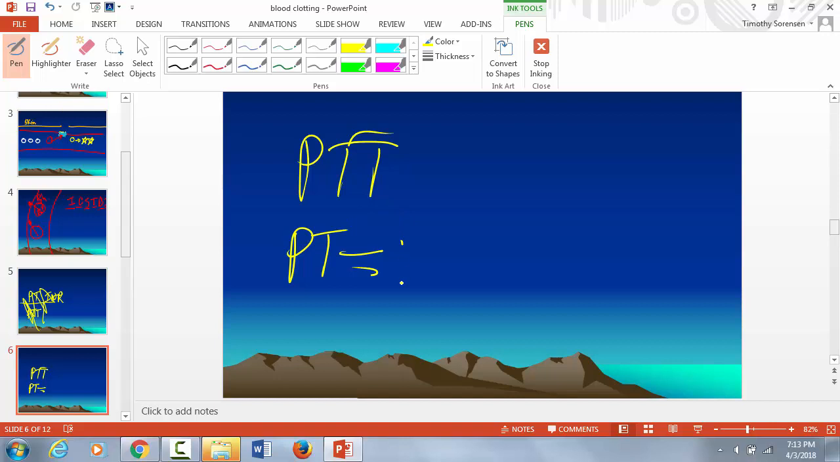PT stands for pro time or prothrombin time. You got me? It's not a clotting factor. What it's looking at is how long it takes the inactive prothrombin to be converted to the active enzyme thrombin. But in this class, you can look at it as a clotting time. I mean, the result is basically the same.